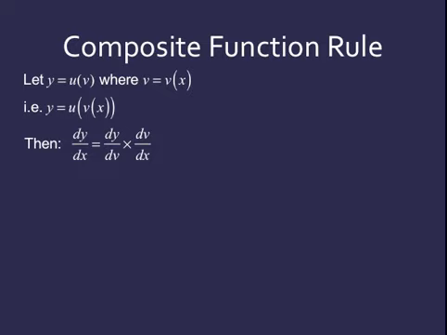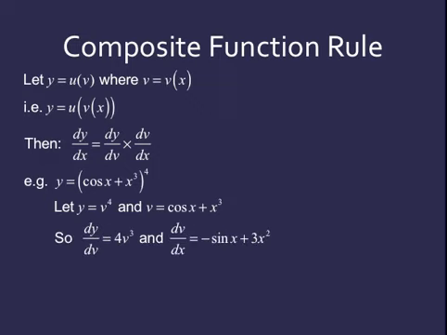So if we have an example, y is equal to (cos x plus x to the power 3), all raised to the power 4, we can let y equal v to the 4, and v itself be equal to the inner function there, cos x plus x to the power 3. So, dy by dv will be 4 times v to the power 3, and dv by dx will be equal to minus sine x plus 3x squared.